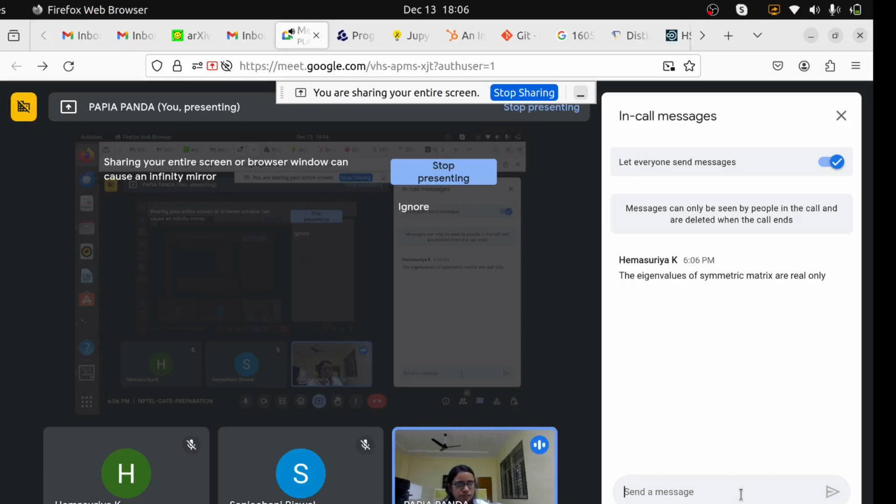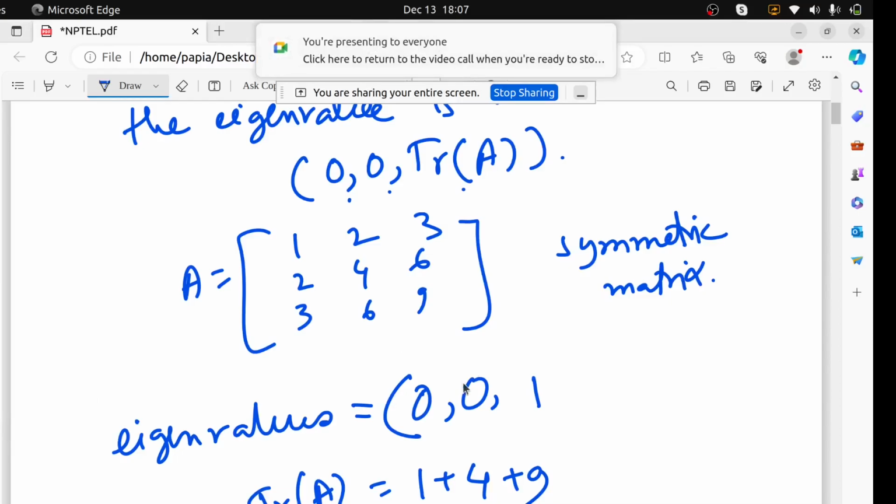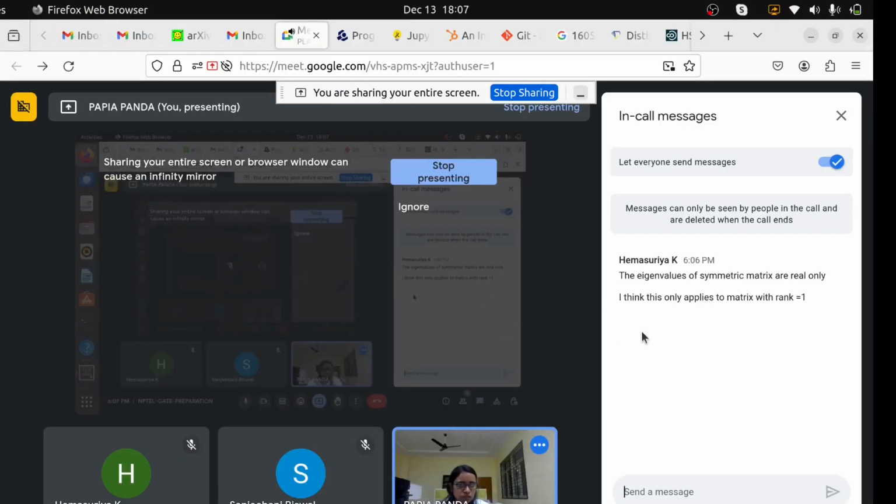Eigenvalues of a symmetric matrix as well are fine. I think this only applies to a matrix with rank 1. Which one? This one? Whatever I am telling, that is 0, 0, and the trace of A. No, these are Hermitian matrices. Eigenvalues of a Hermitian matrix are real.